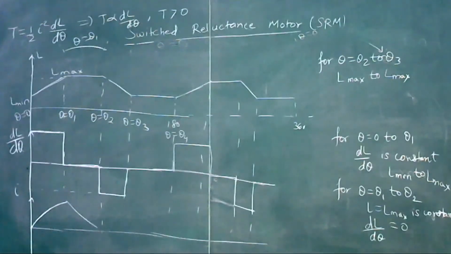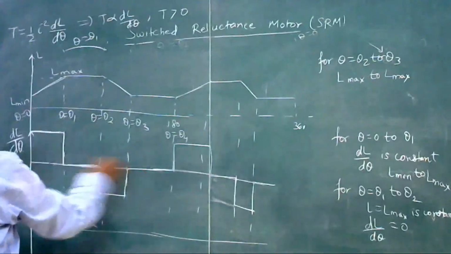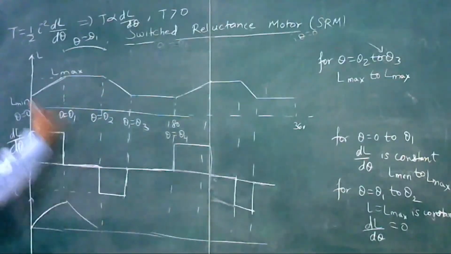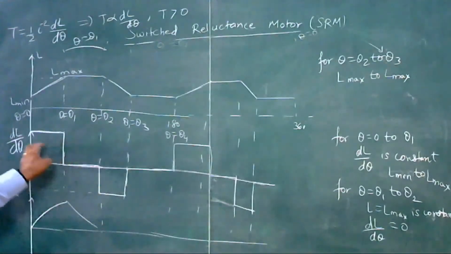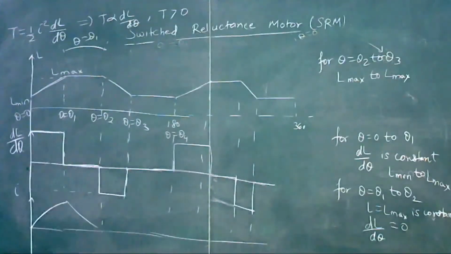So if you see, the average torque for this is 0. This is constant, so these magnitudes are equal. If you take the average of dL by d theta, this will be 0, so the average torque will be equal to 0. A positive value of average torque is produced when the phase winding is excited.